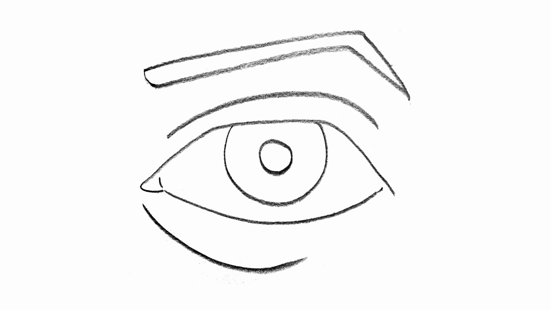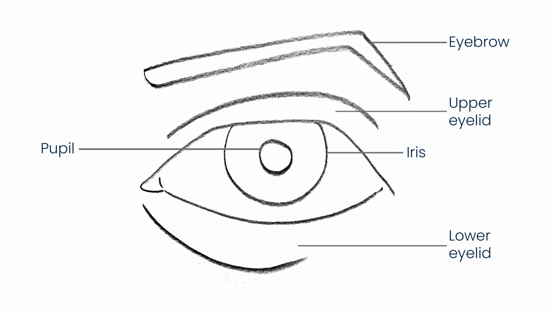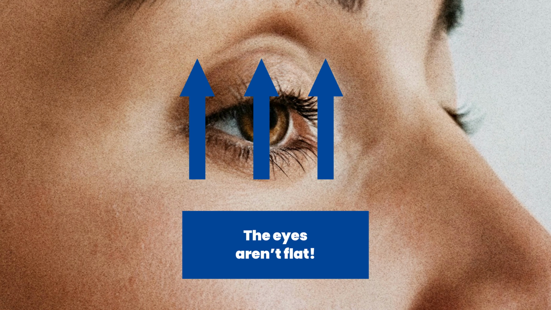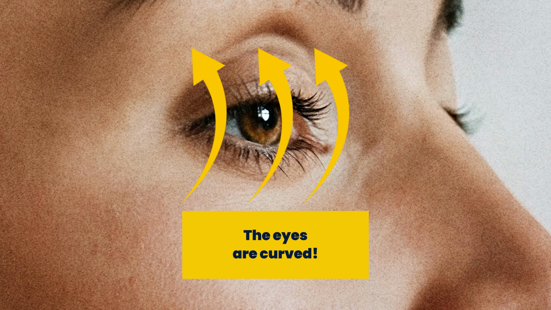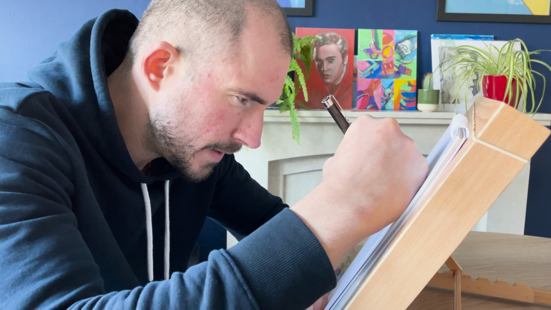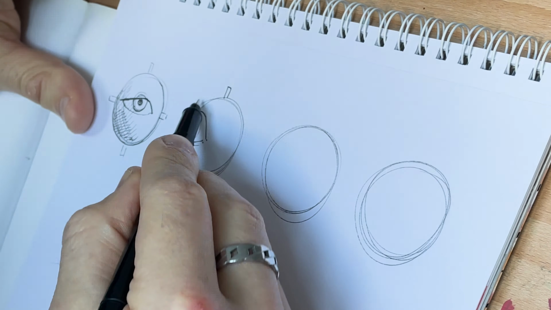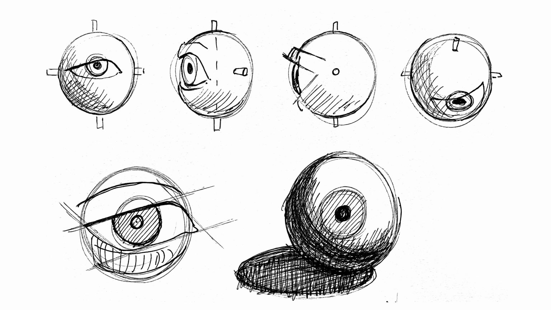So the eye includes these essential elements: the iris, pupil, eyebrow, and upper and lower lids. Remember, the eye isn't flat but curved like a sphere, which is a common mistake a lot of beginners make. I recommend practicing drawing these eye diagrams to understand its curved nature.